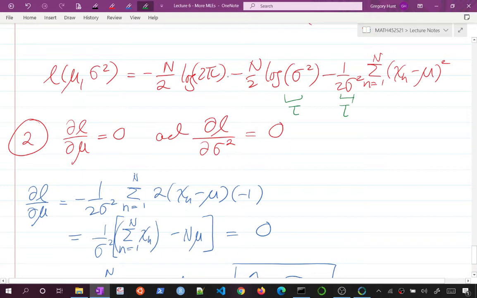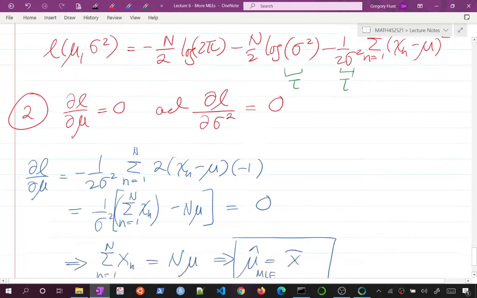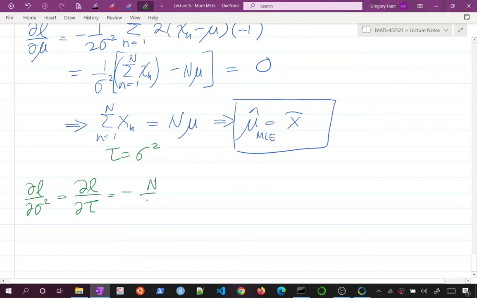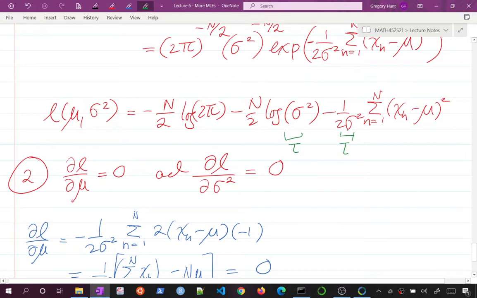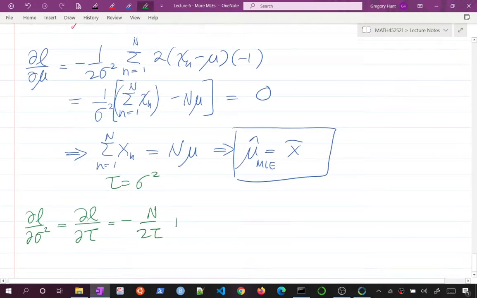So the first term disappears, and it's negative n over 2 times log of tau. Derivative of log of tau would be 1 over tau. So this is negative n over 2 tau. And we have some other junk that doesn't depend on sigma squared or tau, but we have a 1 over tau. Derivative of that is negative 1 over tau squared. We already have a negative, so negative gives us a plus. And we have a 2 over tau squared, and then we have our xn minus mu squared.